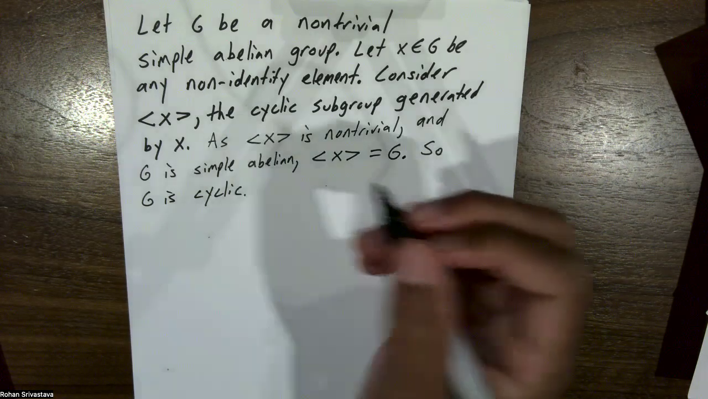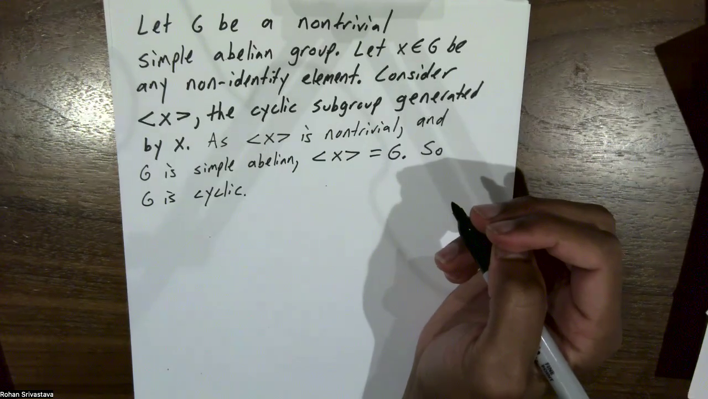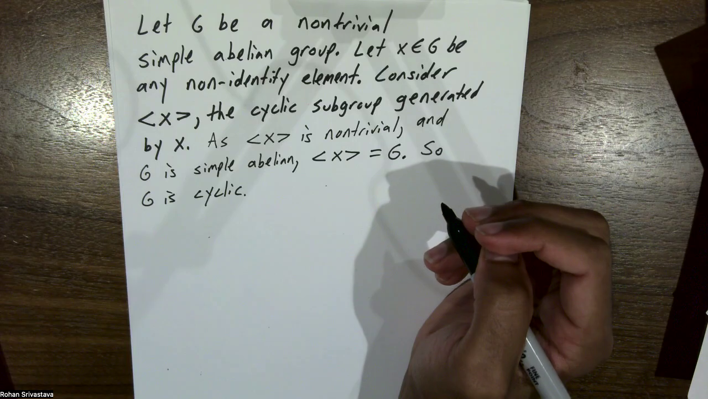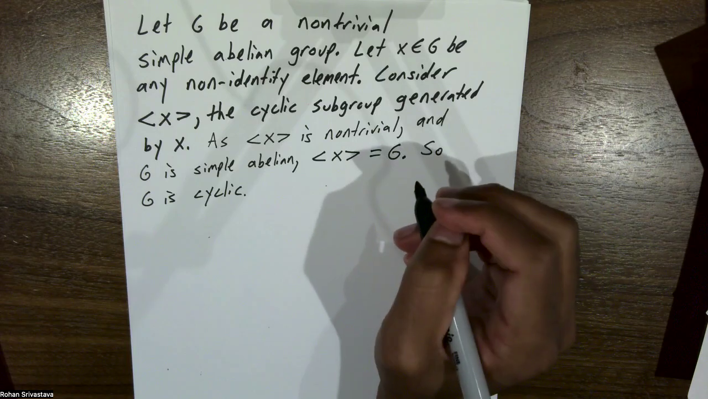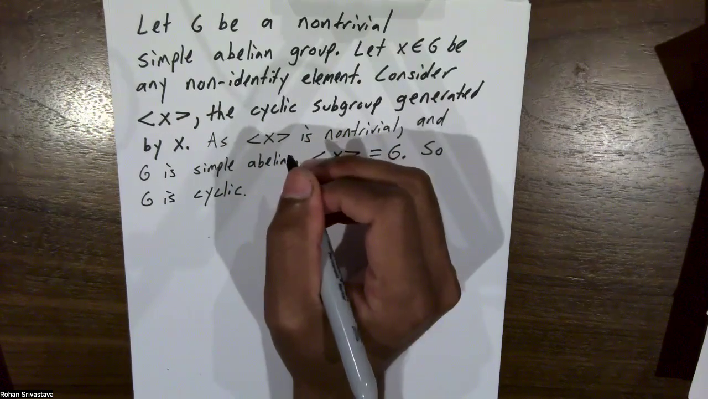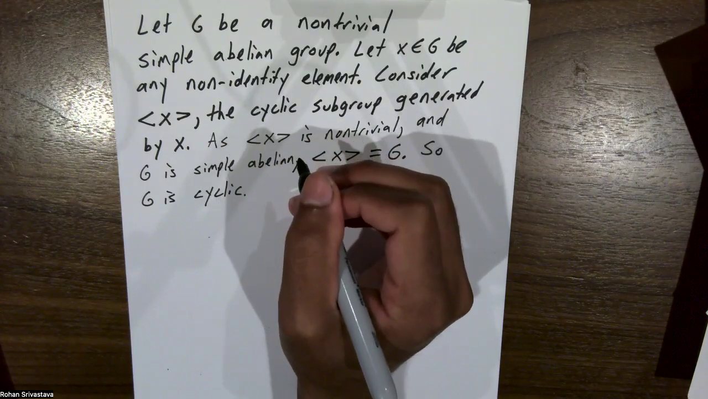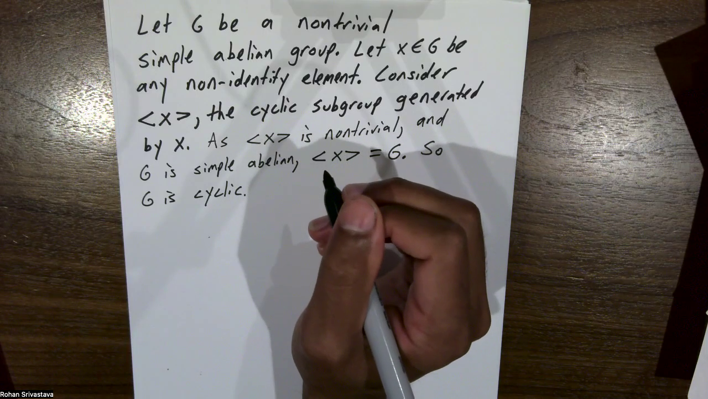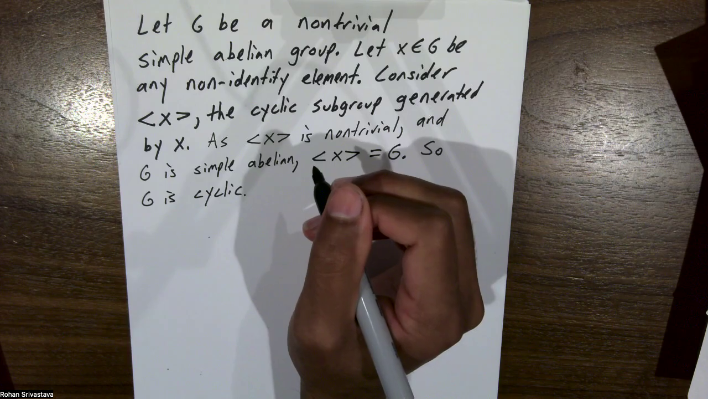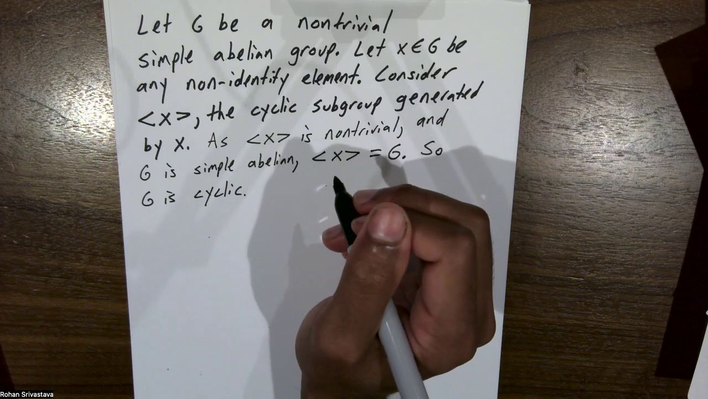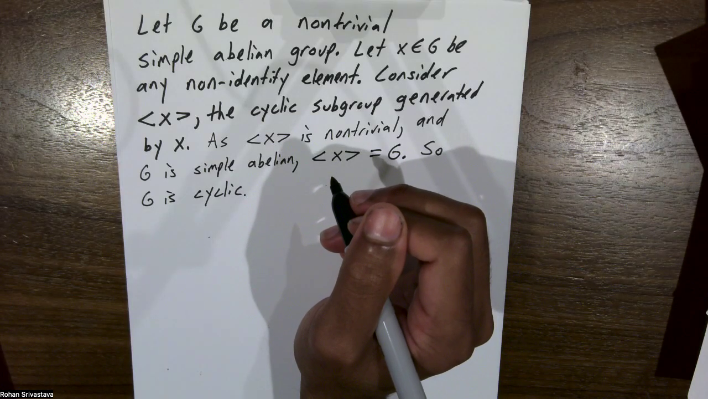Well, there are two cases, right? Cyclic groups come in two flavors. The finite cyclic groups are of the form Z mod nZ, and every infinite cyclic group is isomorphic to Z, the group of integers.